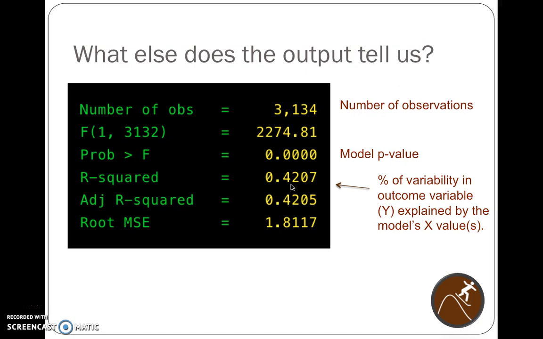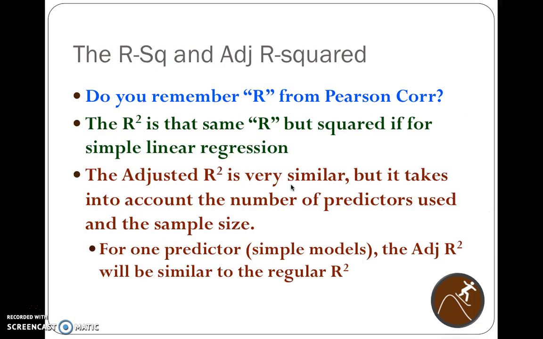Now, these R-square values can change as you add more variables or take them away. So where does that R-square value come from? Do you remember R from the Pearson correlation? Not Spearman's rho, but we're talking about when you do Pearson correlation for normally distributed data.